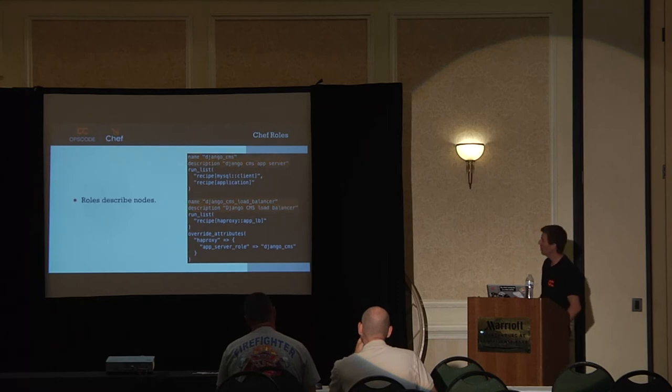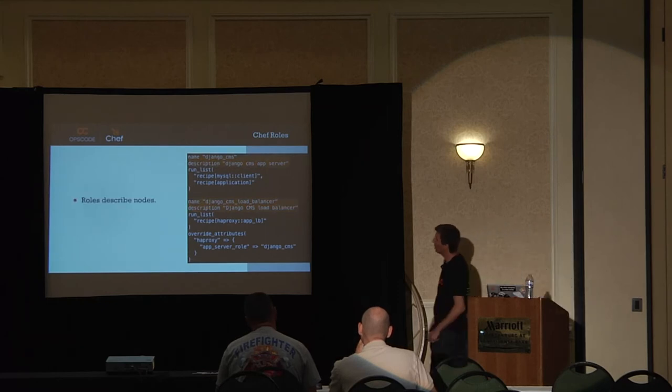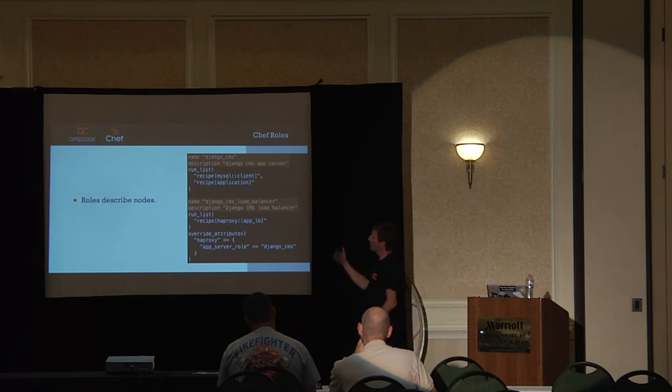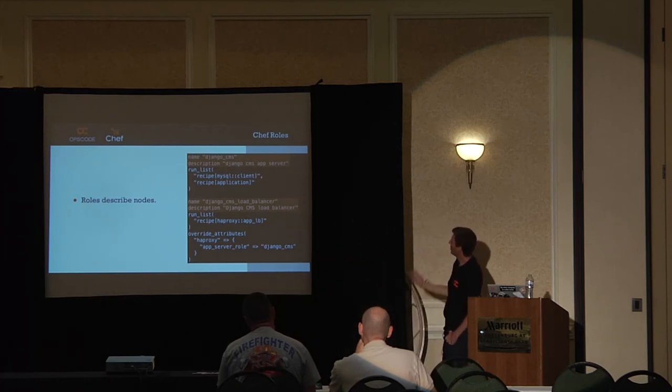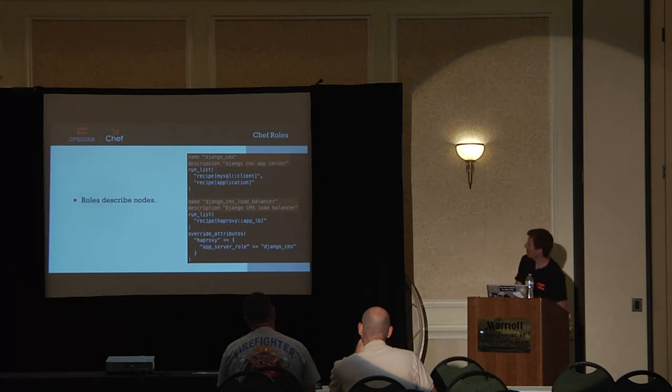So we talked about the recipes, the cookbooks. Now, roles are the actual thing that describe a node. So you can see in this particular case, we're actually looking at two separate role files here. The first one is for the Django CMS app server, for a particular app server. They both have a description of what they're going to do. The bottom one is the Django CMS load balancer.